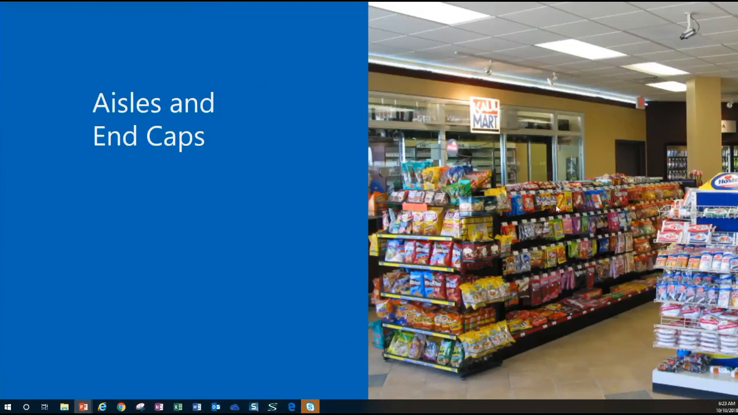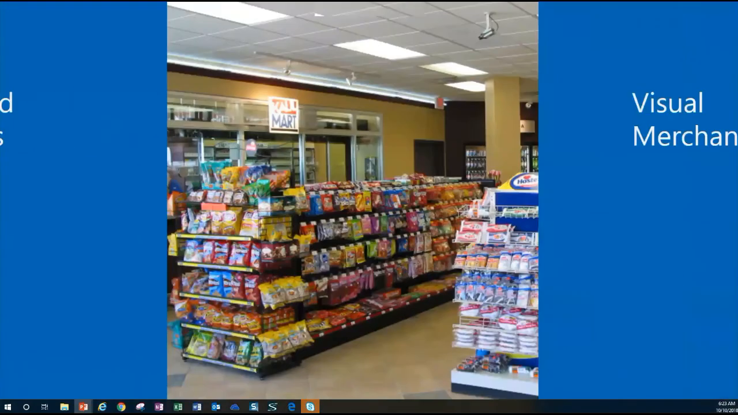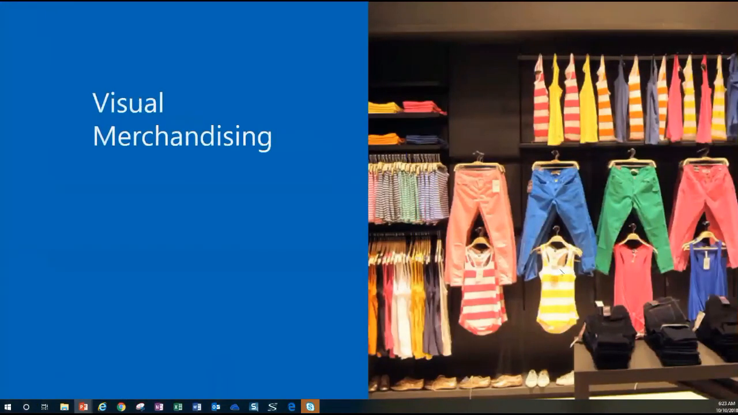Aisles and end caps, again, these are key elements in order to understand how much product a store can fit. Sometimes they have a back office that can actually store some of the leftover inventory, but again, this is key to understanding just how much inventory a particular store can handle. And again, you can see some from a fashion standpoint, soft lines.